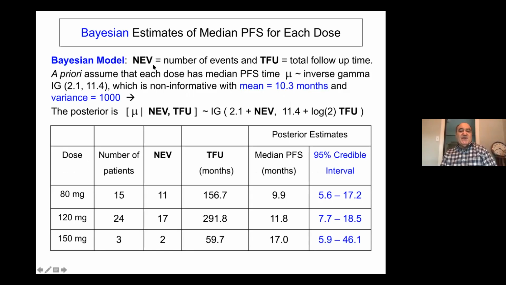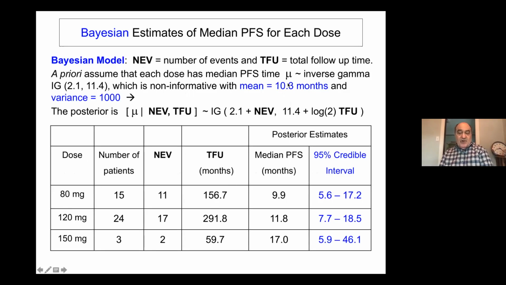So we've got two statistics that matter. One of them is the number of events, and the other is the total follow-up time, which is the sum of the times to either failure or the last time you were following the patient and they didn't have the event. And so for the 3 doses, I've given the number of events and the total follow-up time in months.